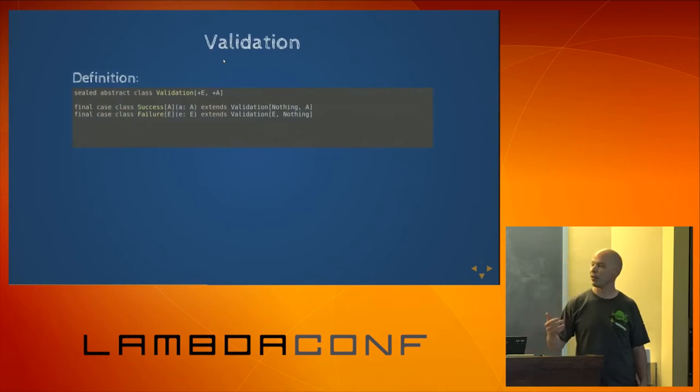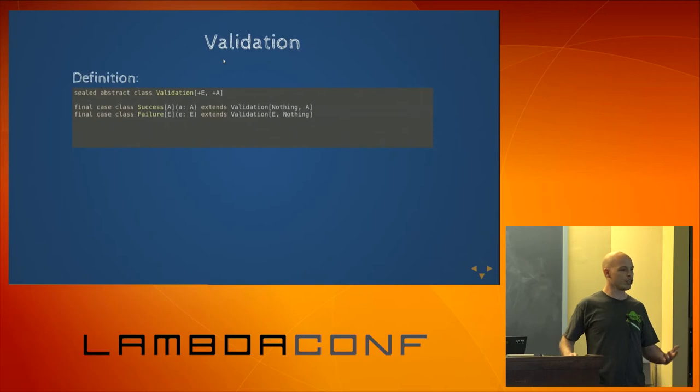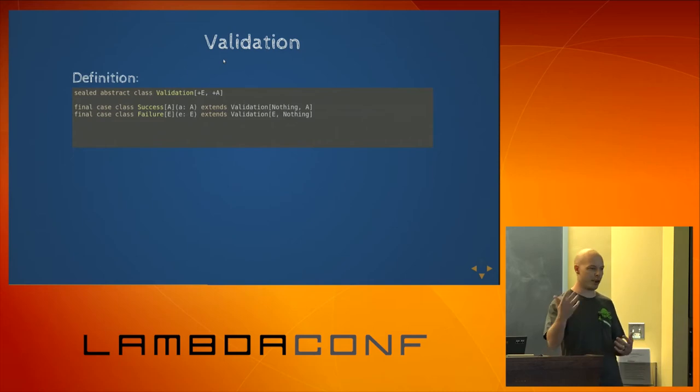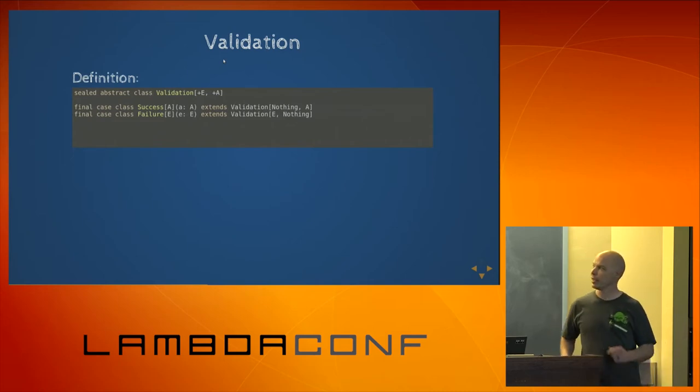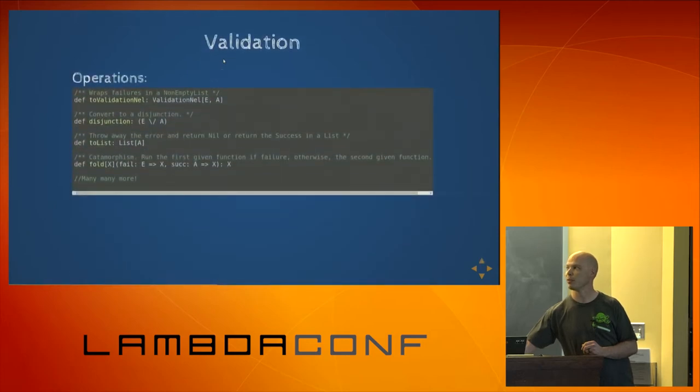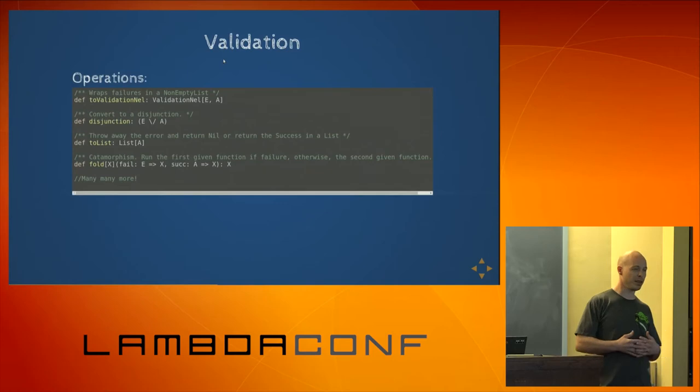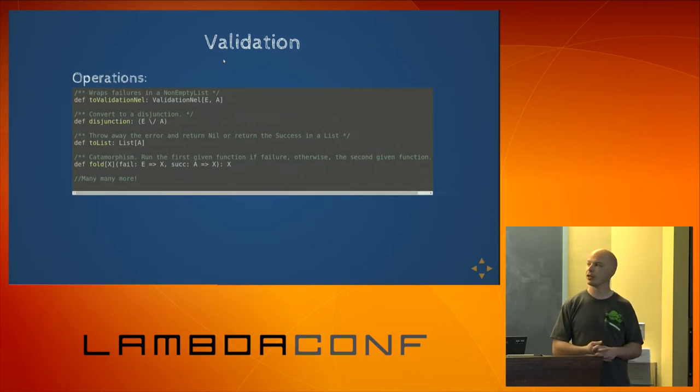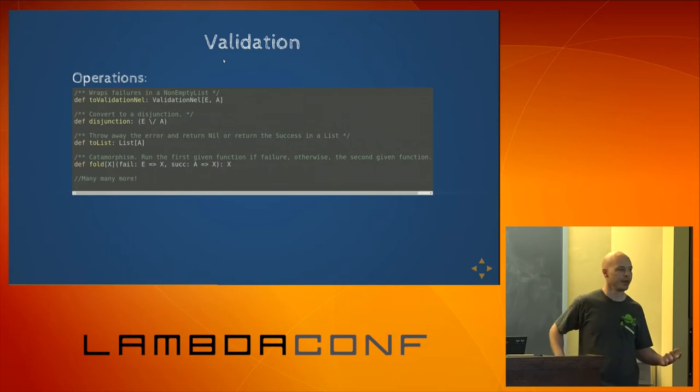So let's talk about validation. We just got done talking about it a bunch, but it looks just like a disjunction, right? There's a left, that's a failure. There's a right, success. It's not entirely obvious at first glance why it is what it is. So you get some operations on validation. We just talked about validation NEL. That's just conversion.